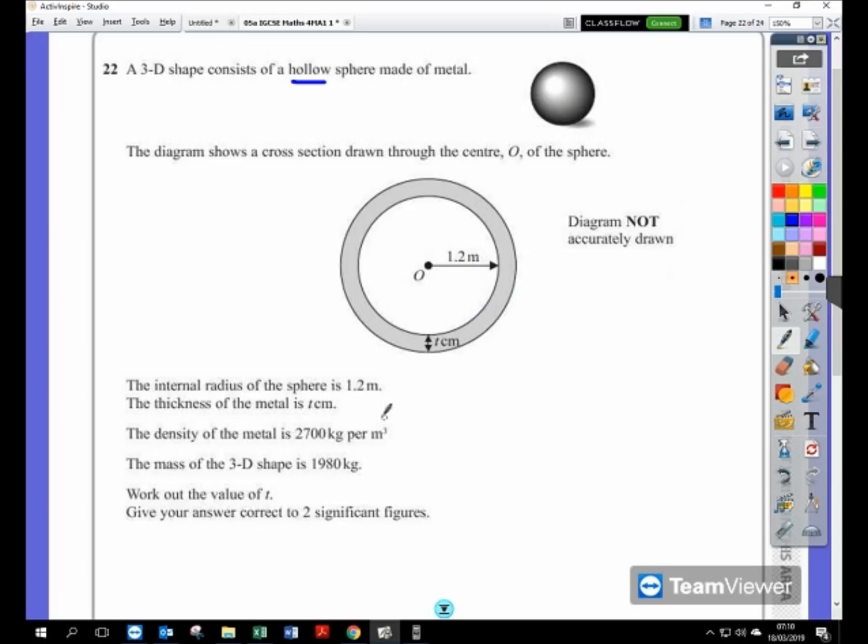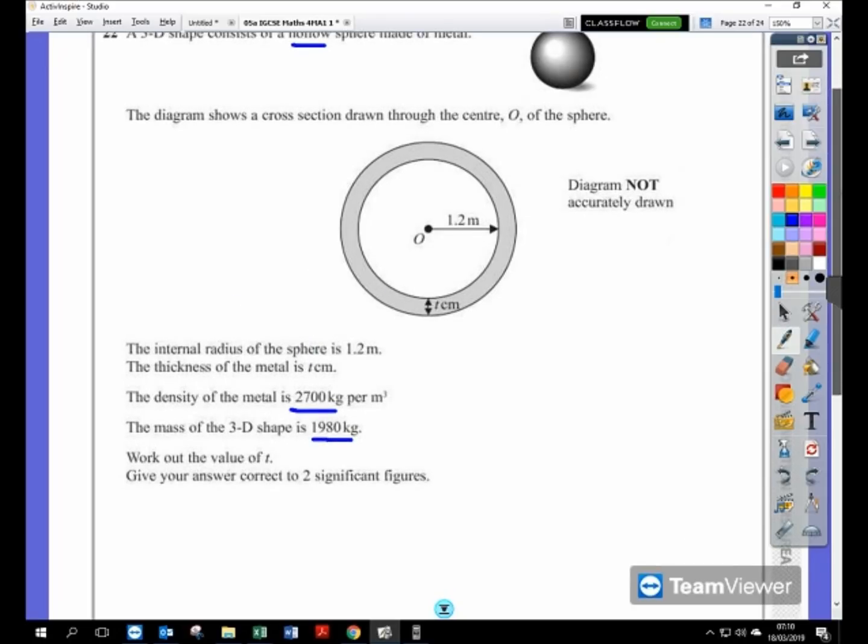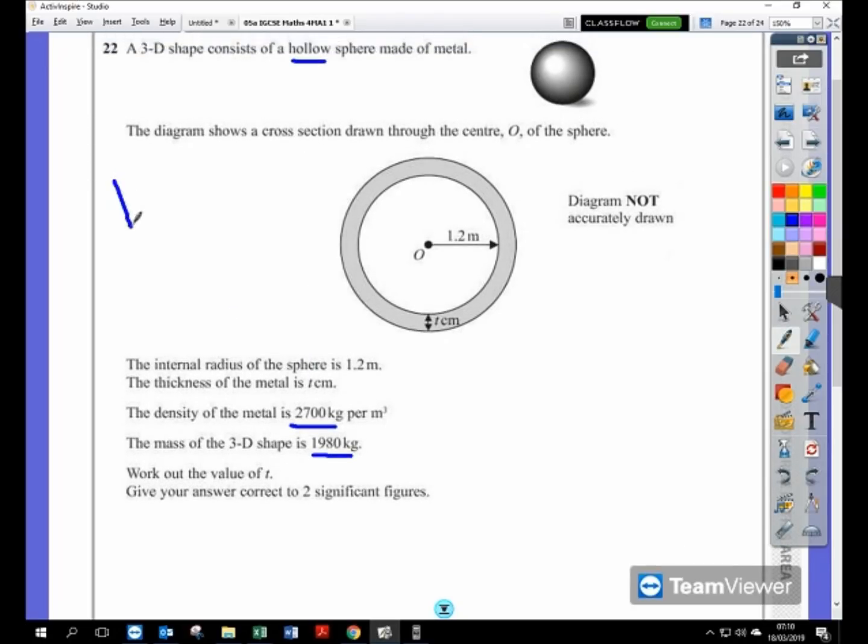It tells you that this layer here has a density of 2,700 kilograms per meter cubed, and the mass of the 3D shape is 1,980 kilograms. So it talks about the density of the metal. So I really wish we had the volume of the metal, and we can work out the volume of the metal because we know the formula for the volume of a sphere is 4/3 pi r cubed.